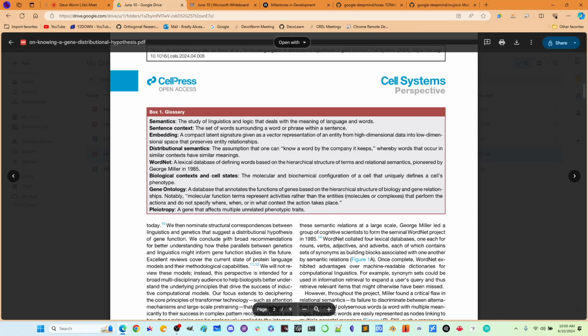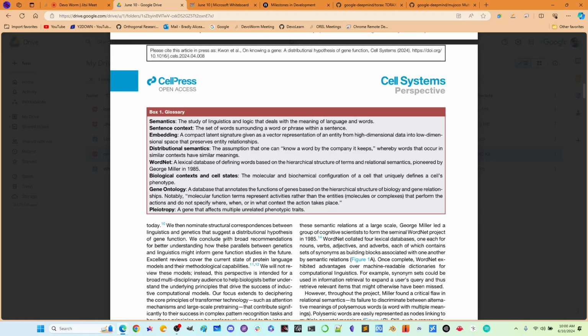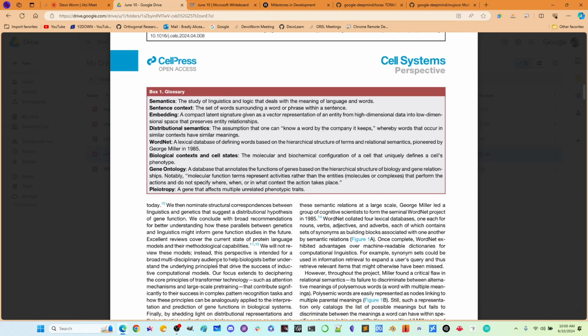So they basically want to make this parallel between the evolution of natural language processing and the evolution of gene function. And to do that, they go back to this paper by George Miller in 1985, where they're defining how words mean different things in different contexts.